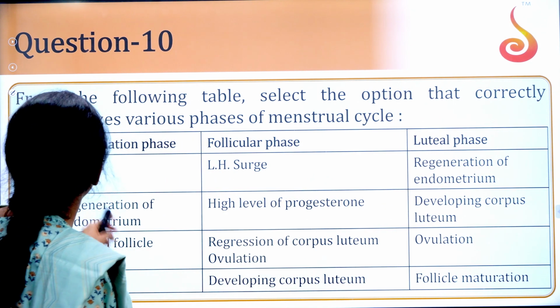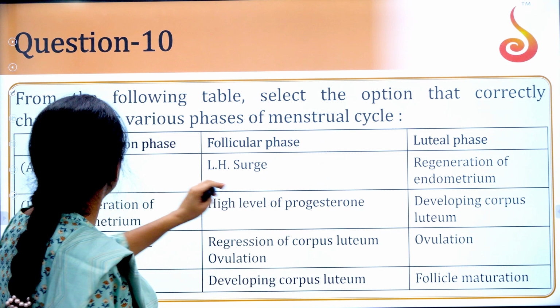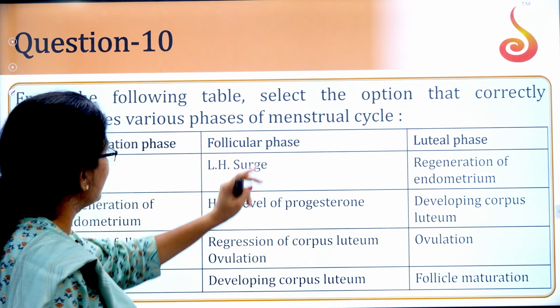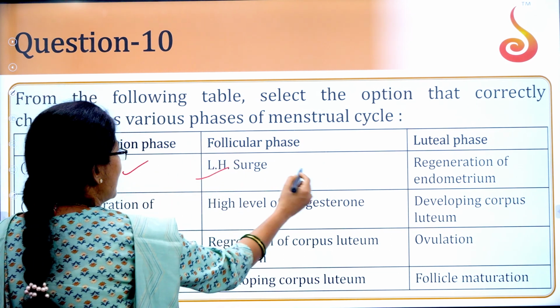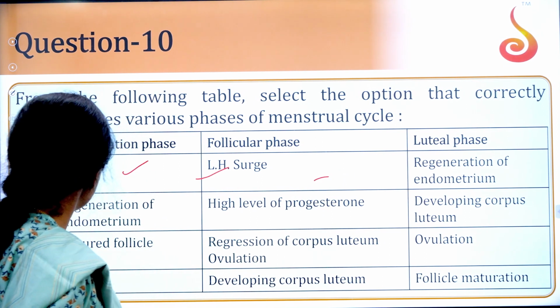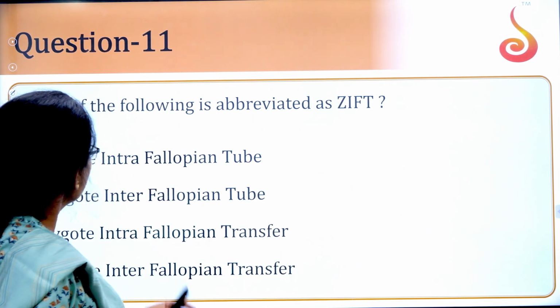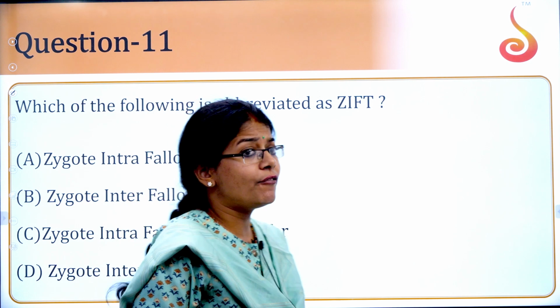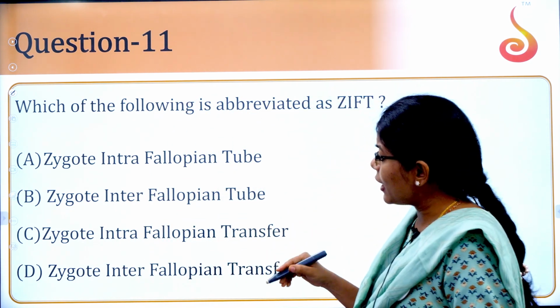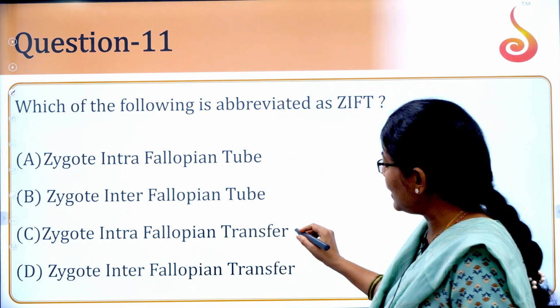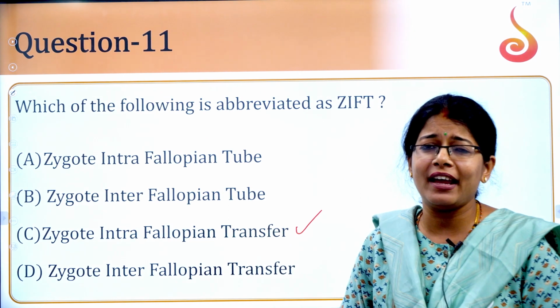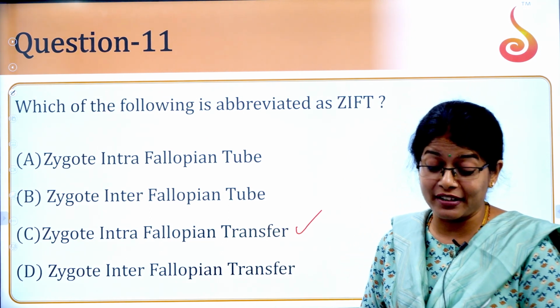Match the column. From the following table, select the option that correctly characterizes various phases of the menstrual cycle. That is option A. Which of the following is abbreviated as ZIFT, Z-I-F-T? Zygote intrafallopian transfer. Again, a very straightforward question.